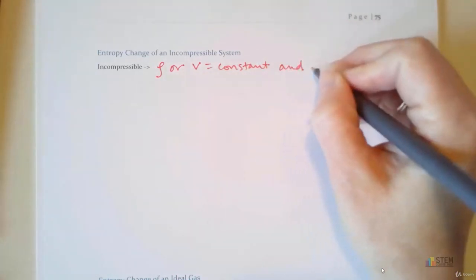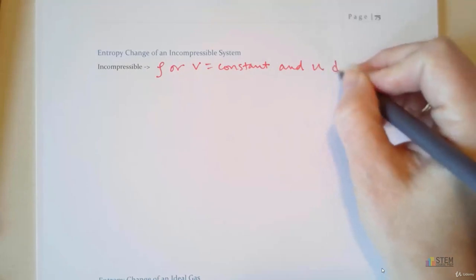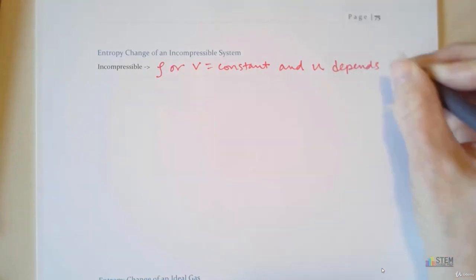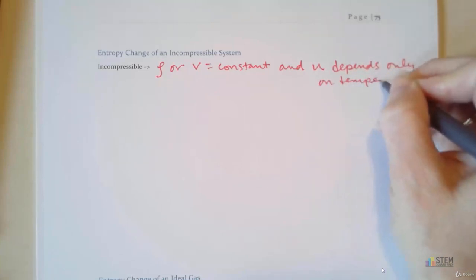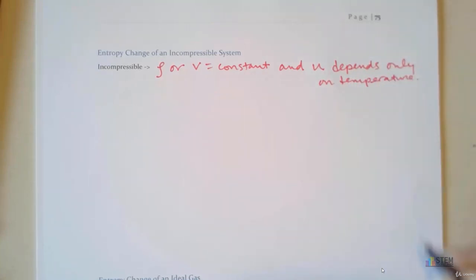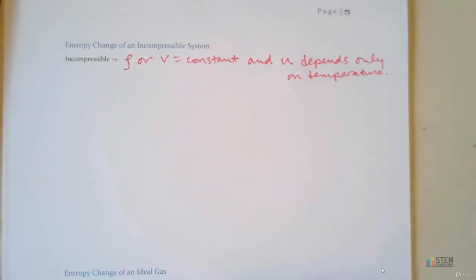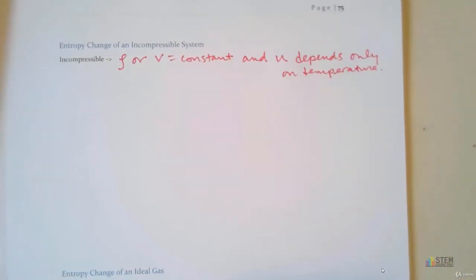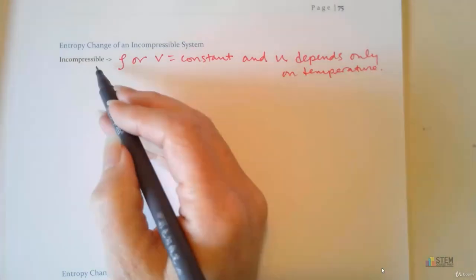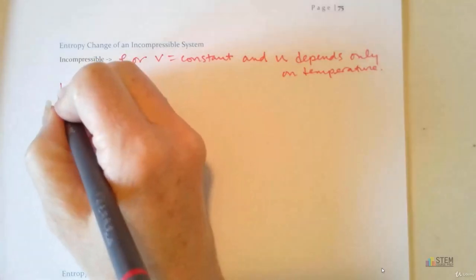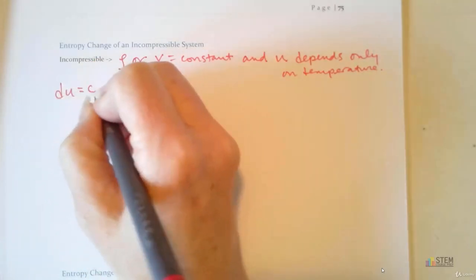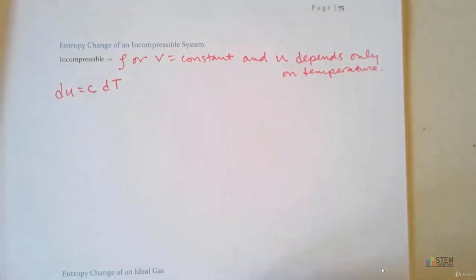And our internal energy, U, depends only on temperature. So pressure won't matter. Only care about temperature. Okay, so that's what we'll have for incompressible. Now, keeping that in mind, if you remember when we originally talked about incompressible and we were talking about specific heat and everything, we said that du equals C times dT. So we developed that equation before.